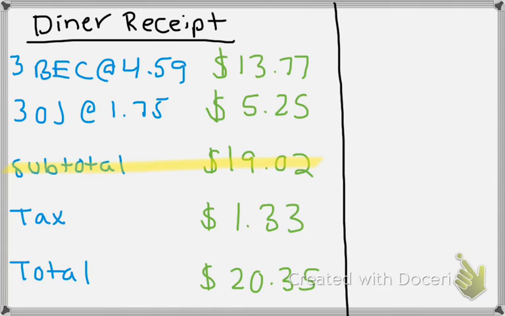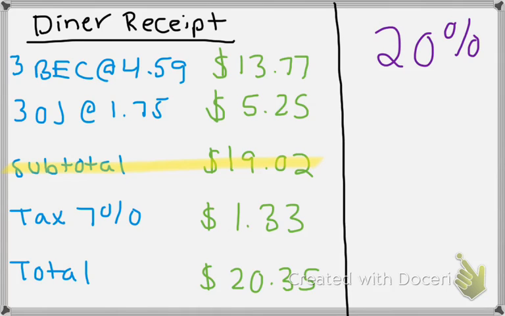Now tax, I should have put 7%. At 7%, it was $1.33. So 7% tax on $19.02 was $1.33. So in total, our bill or our check came out to be $20.35. But we are at a diner, we are at a restaurant, so we have to tip the waiter. So we're discussing what we want to tip, and we decide that we want to tip 20%. So we have to figure out what we are going to tip, and then we need to figure out what we're paying in total.